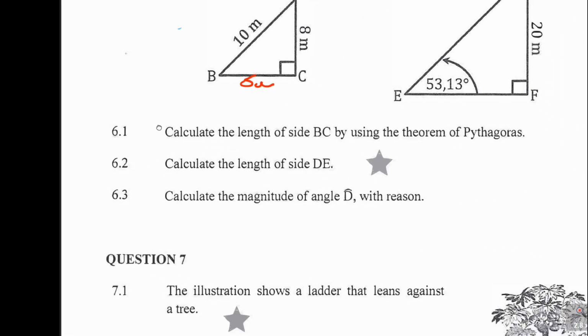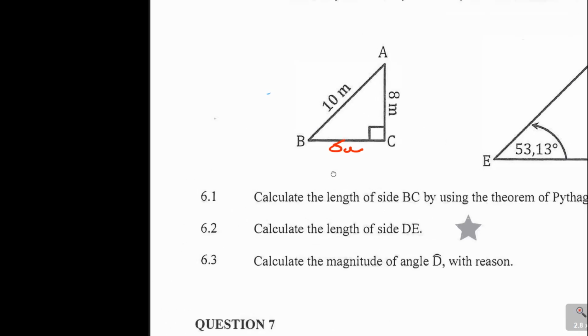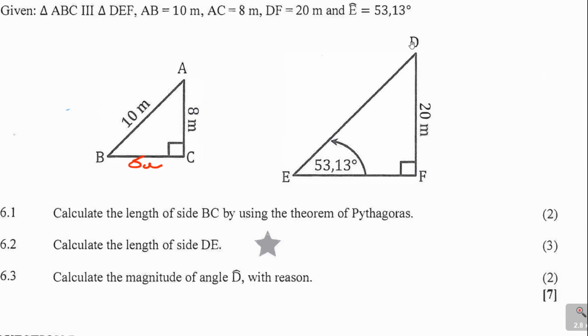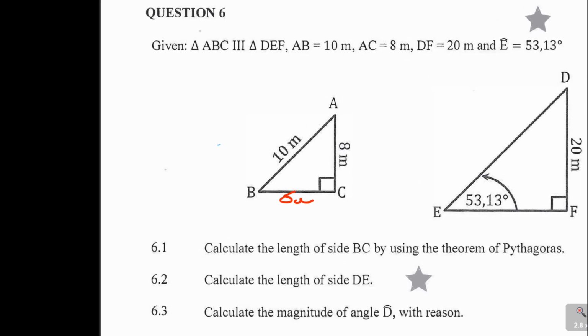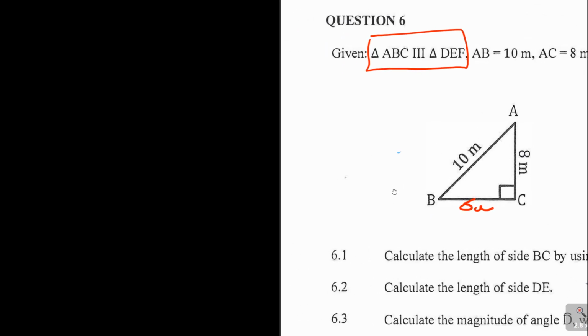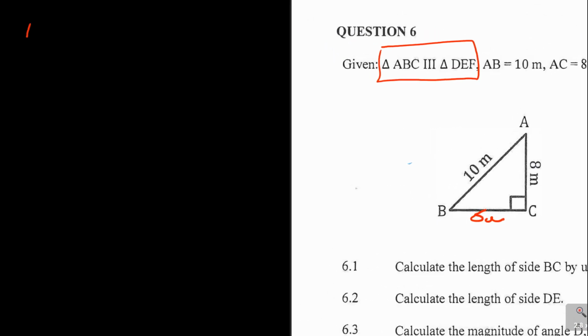The next question is calculate the length of side DE. Now we can use this similarity. That is an important concept here that they used. When you're using similarity, remember they're saying triangle ABC is similar to triangle DEF. So you can use the similarity to say AB, to start with, AB there.